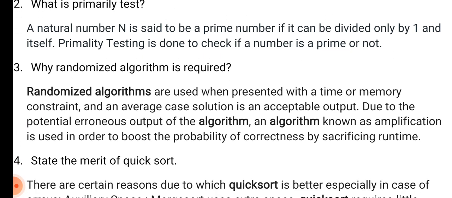Why is a randomized algorithm required? Randomized algorithms are used when presented with a time or memory constraint and an average case solution is an acceptable output. Due to the potential erroneous output of the algorithm, an algorithm known as amplification is used in order to boost the probability of correctness by sacrificing runtime.